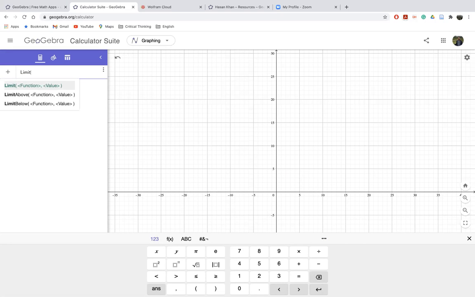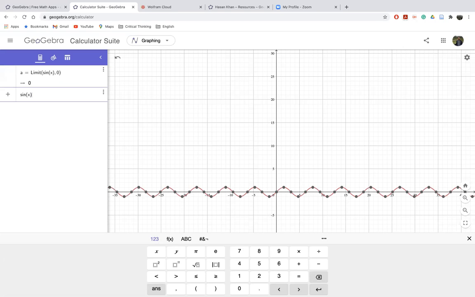I will simply type limit, and then in the bracket, I will first type the function, and then write down the point at which I want to find the limit of that function. So for example, if I have sine x and we want to find the limit at 0, it gives us the answer 0. This was a very simple example. Let's first define the function as sine x over x.